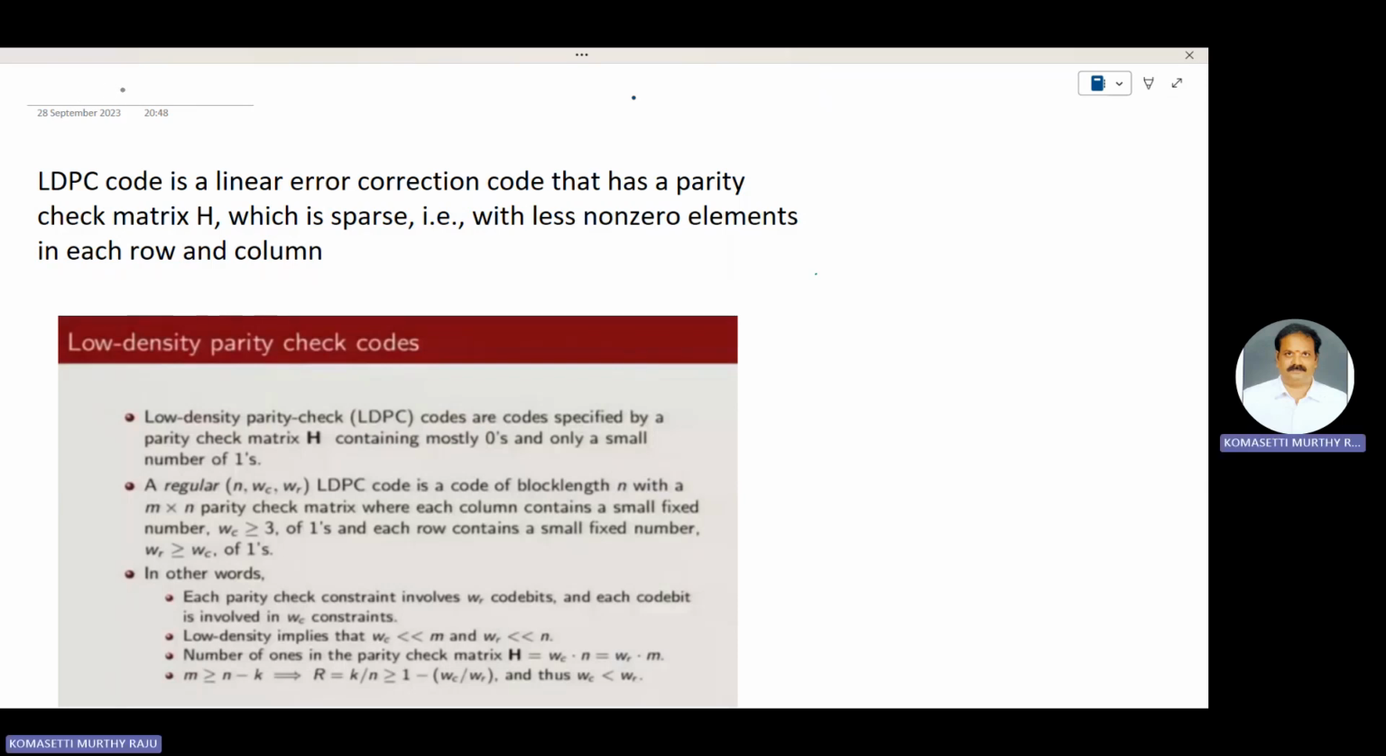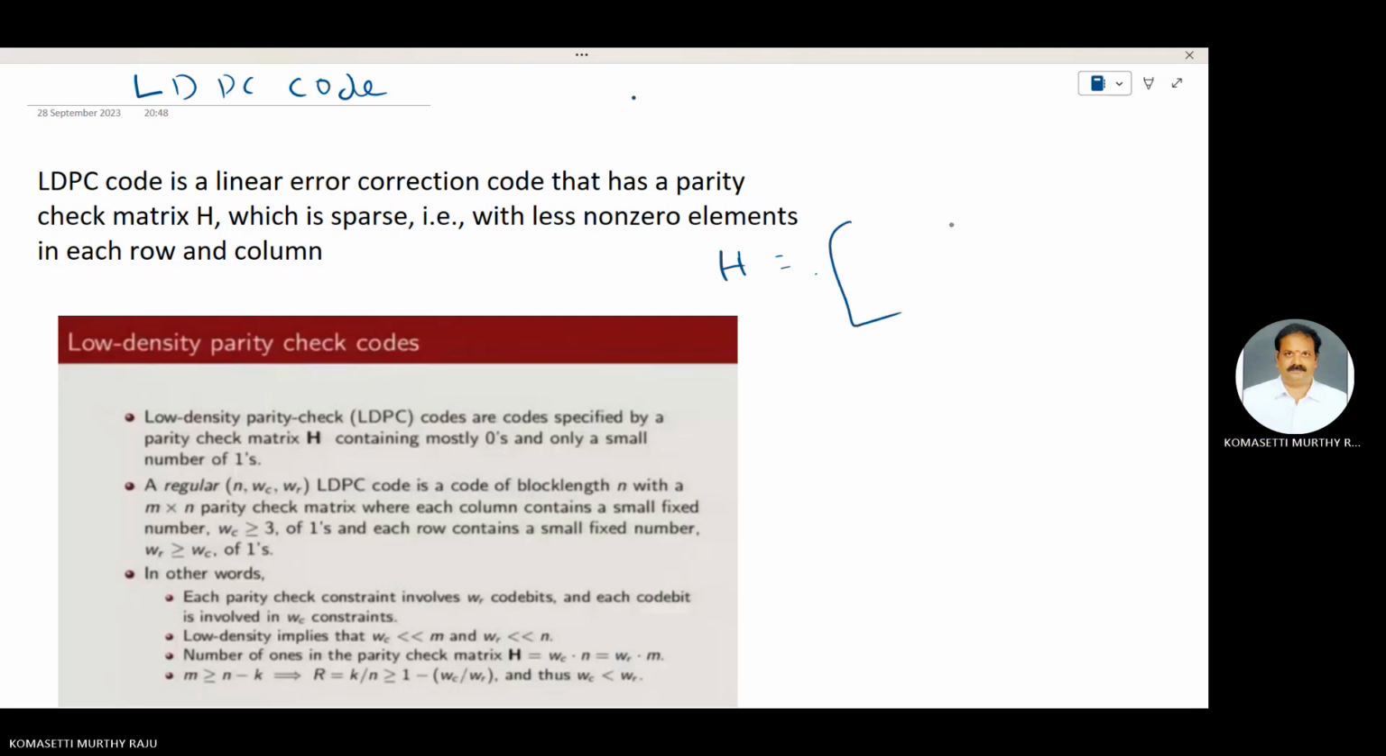In this video, I will explain the concept related to LDPC codes. LDPC code is a linear error correction code, like a linear block code, that has a parity check matrix H, which is sparse, that is, with fewer non-zero elements in each row and in each column. This is the H matrix.